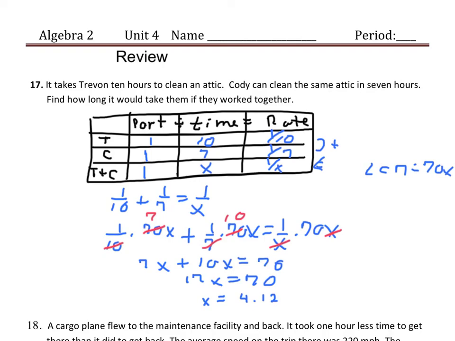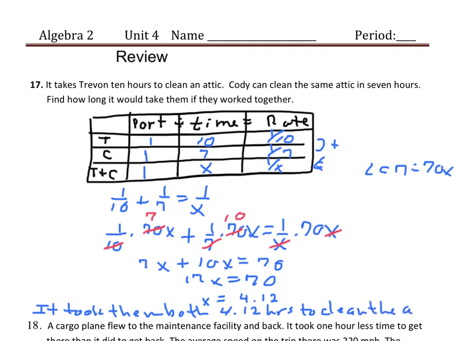How do you write your final answer as a sentence? You can say this: it took them both 4.12 hours to clean the attic. All right, and that takes care of that one.